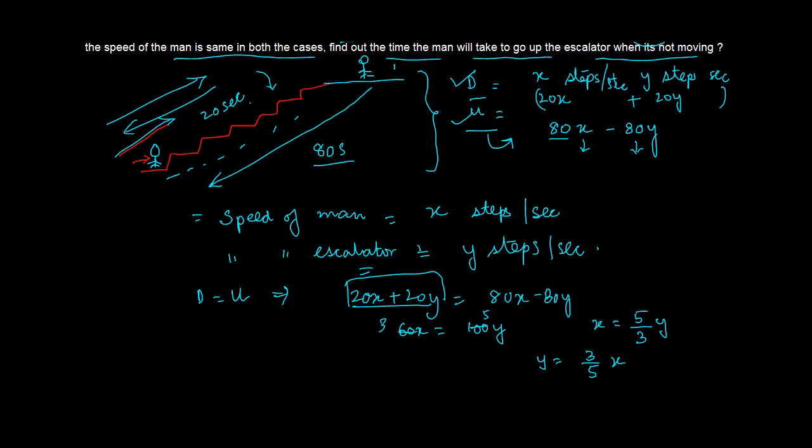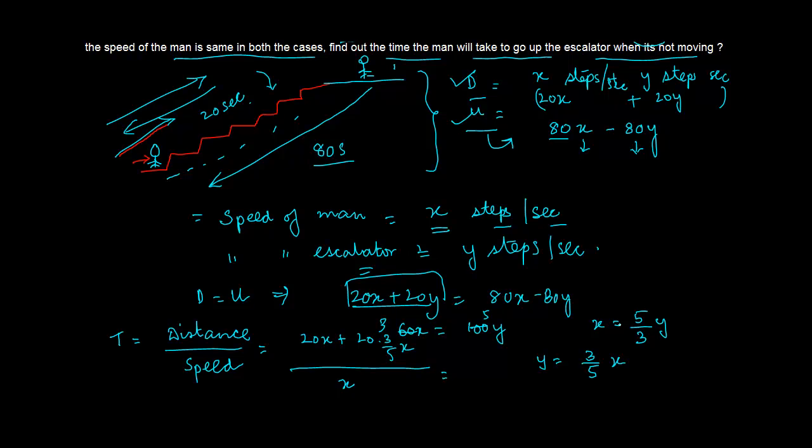Now what do we need to find out? We need to find the time the man will take to go up the escalator when it is not moving. So that time is equal to distance upon speed. Now what is the distance? We can take either of them, 20x plus 20y. So we can write this as 20x plus 20 into 3 upon 5 x, divided by x. The speed of the man is x steps per second.